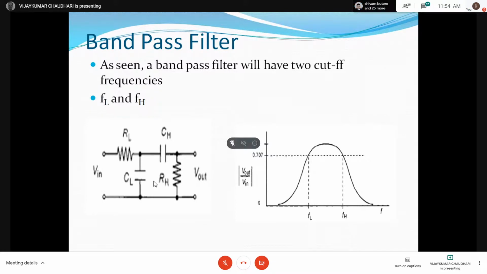Okay, so this is low pass. R here and C here is low pass. C here and R here is high pass. So they are connected in cascade, one after the other, right? So this forms a band pass filter. Okay.